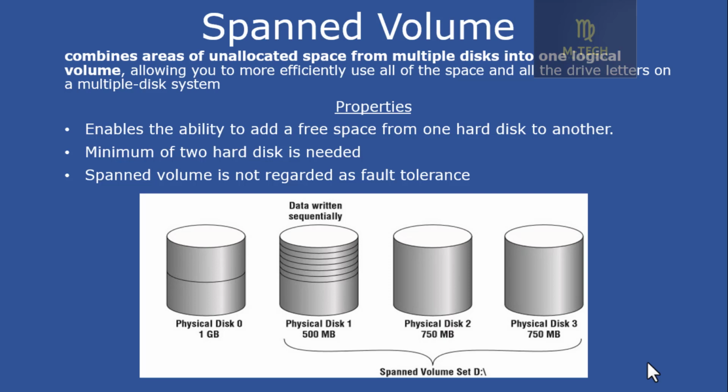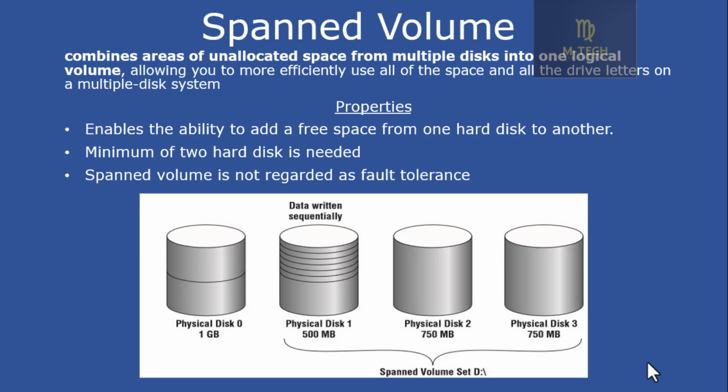Then, span volume is not regarded as fault tolerance. When we say fault tolerance, it simply means that if any of the hard drives goes down, I can still have my data back. Span volume is not like that. Span volume does not provide us with fault tolerance. What span volume enables us to do is pick unallocated space from one disk and another disk, then put them together to create a volume or a drive so that data can be kept on it.